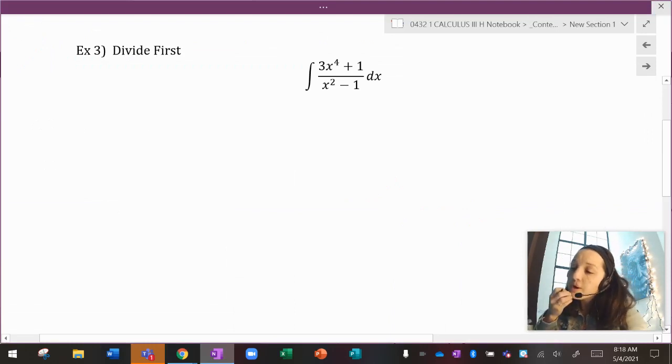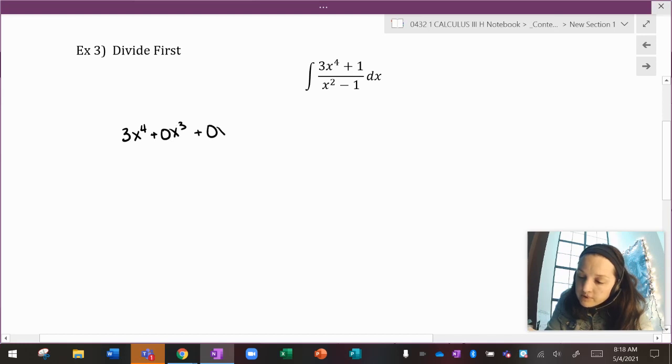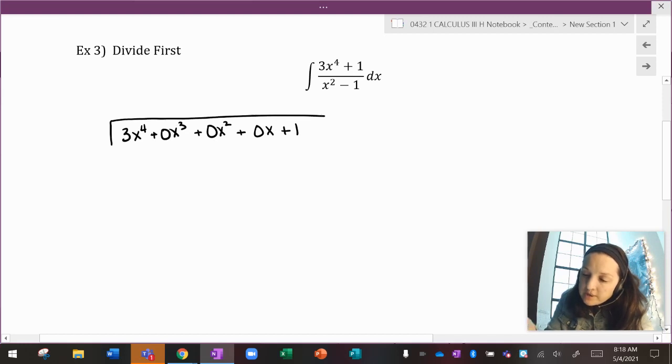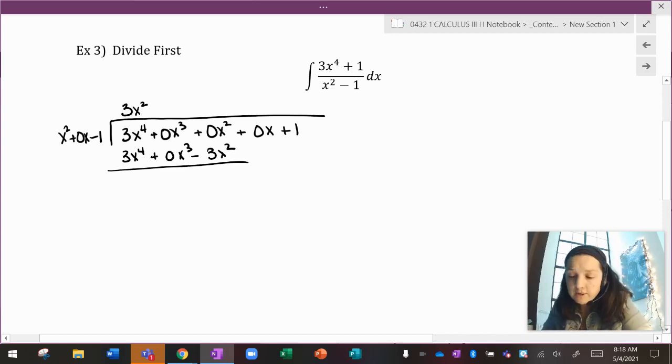All right, so 3x to the fourth plus 1 over x squared minus 1. So I have to do long division of polynomials. 3x to the fourth plus 0x cubed plus 0x squared plus 0x plus 1 is going to get divided by x squared plus 0x minus 1. All right, so x squared times 3x squared would get me 3x to the fourth. Distribute that 3x squared to my divisor, and then subtract.